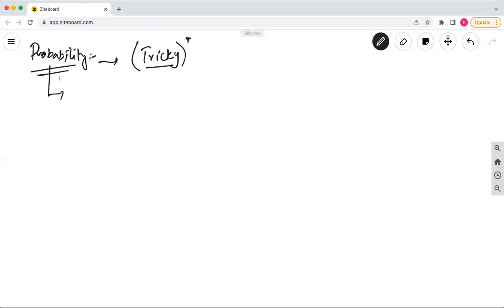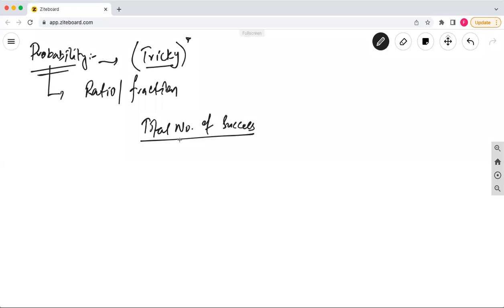What is probability? It is basically a ratio or a fraction in which in the numerator we have the total number of successes, and we divide this by the total number of outcomes. So in the numerator we have the total number of successes, and in the denominator the total number of outcomes. We can also say this is the desired outcome divided by total outcomes.